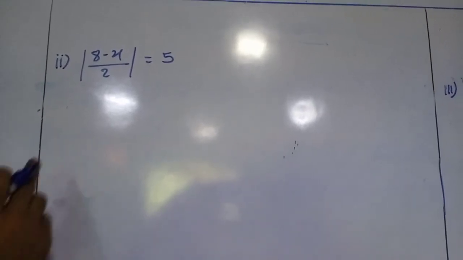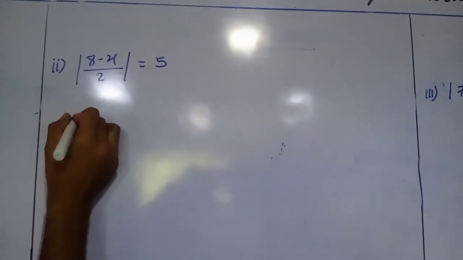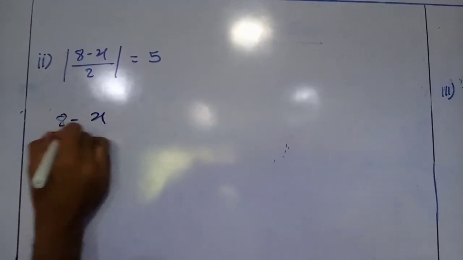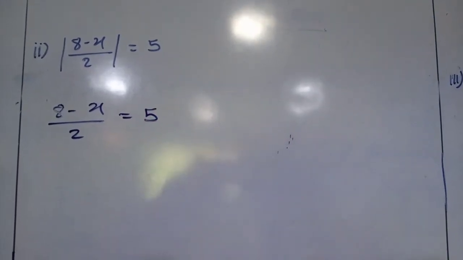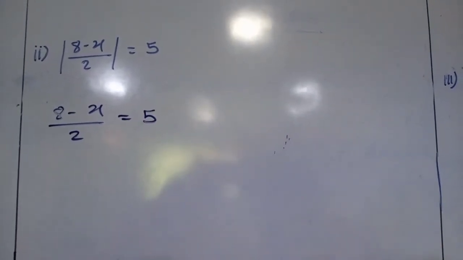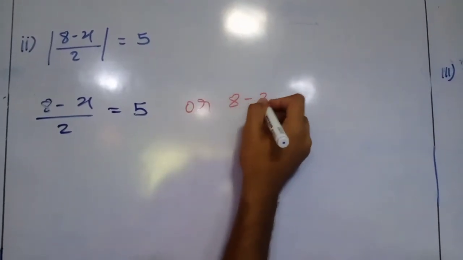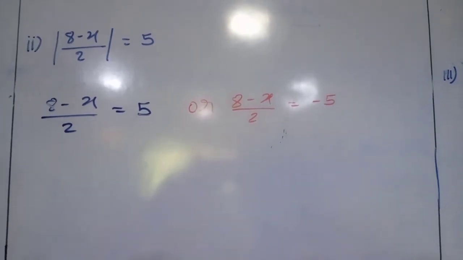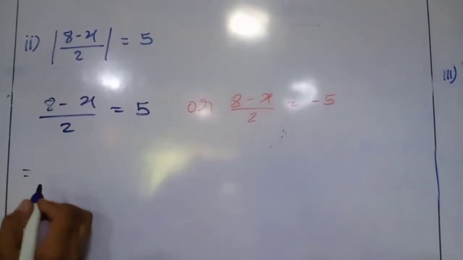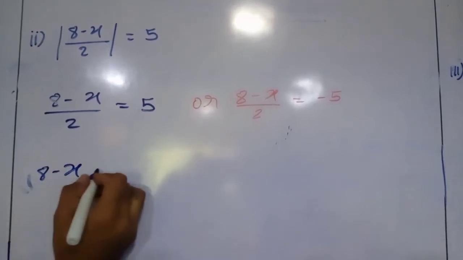Let's see question number 2. 8 minus x upon 2 is equal to 5, or we can say the second one, 8 minus x upon 2 is equal to minus 5. This way, 8 minus x upon 2 is equal to 5.